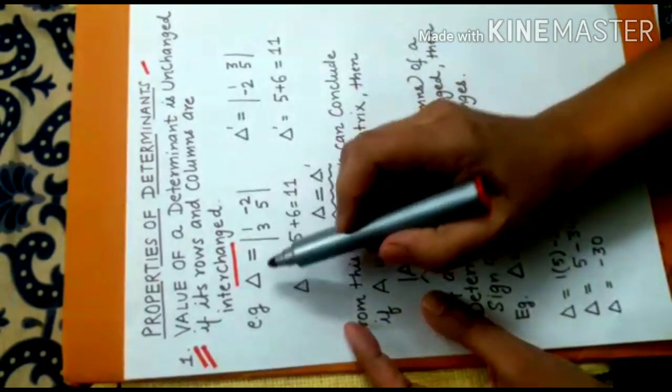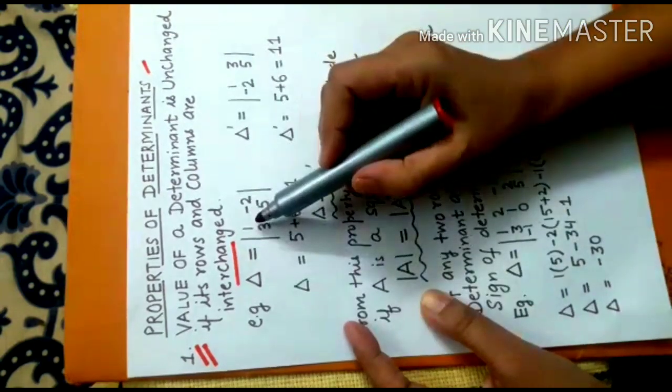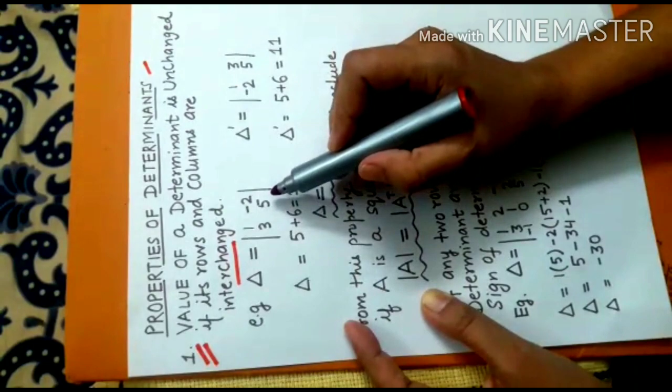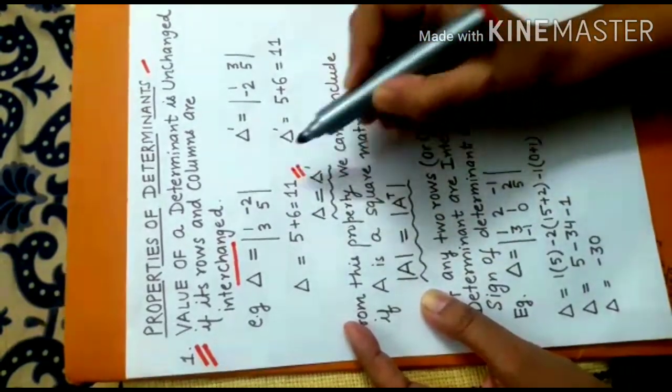For example, let's take the determinant with elements 1, -2, 3, 5. It's a 2 by 2 order determinant. Its value will be 5 plus 6, that is 11.